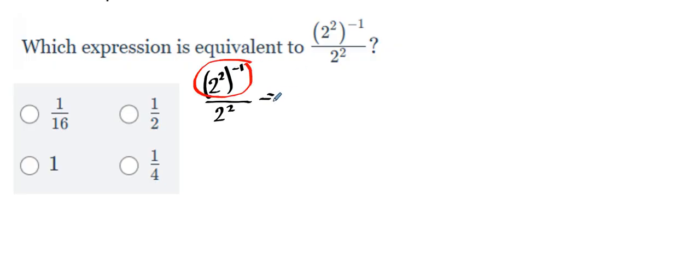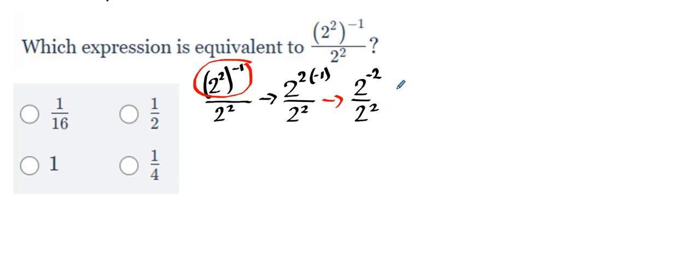So in the next step, when I have a power inside outside, I will multiply 2 times negative 1. So I'll write 2 to the power of 2 multiplied by negative 1. That's all over 2 to the power of 2. In our next step, 2 times negative 1 is negative 2. So now I'm going to simplify that as 2 to the power of negative 2. Again, everything in the numerator is now simplified. Divide by 2 to the power of 2.